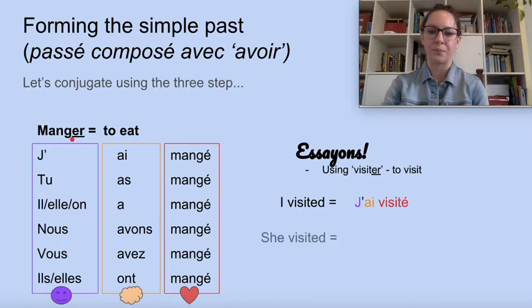Okay, have another go. How will I write or say she visited? I'll give you a few moments to work out who was doing the action, who was the subject pronoun, which avoir auxiliary I therefore need, and then how will I write my past participle? The answer is elle a visité. She visited. Three-step. Elle a visité. Okay, last one. We visited.